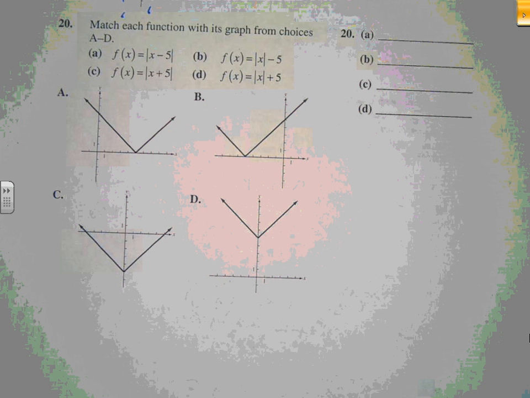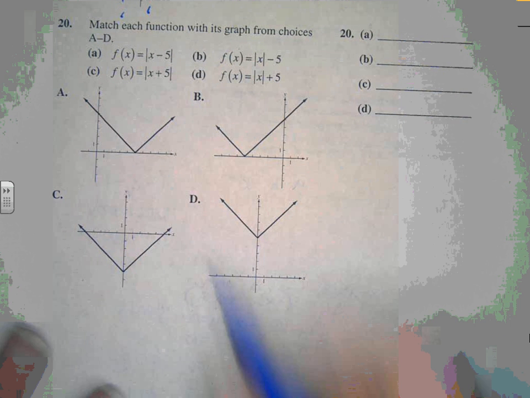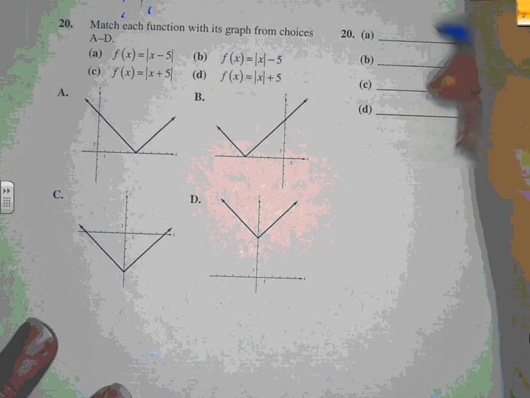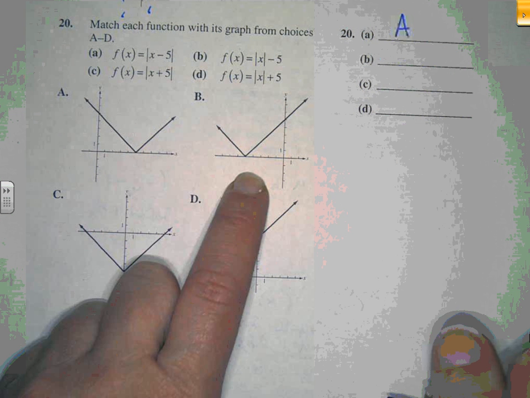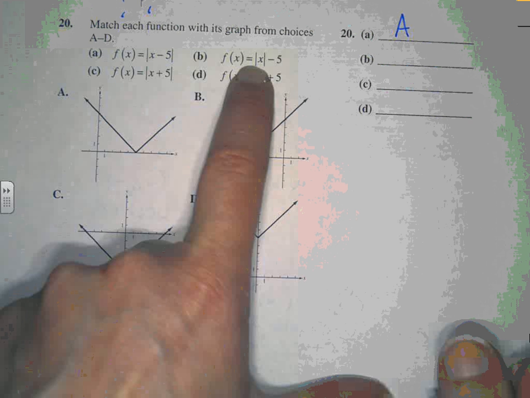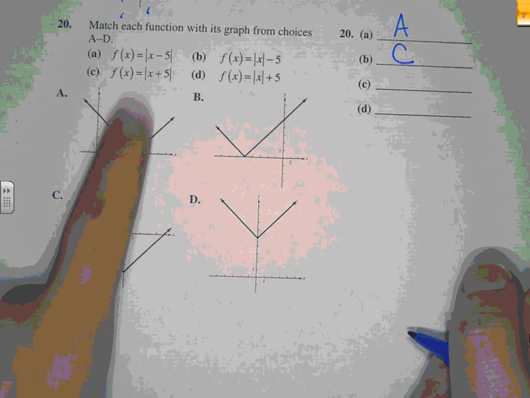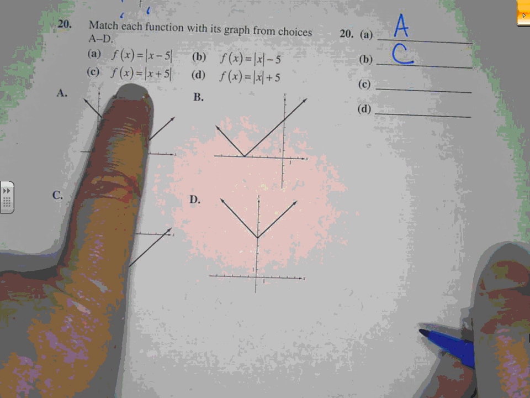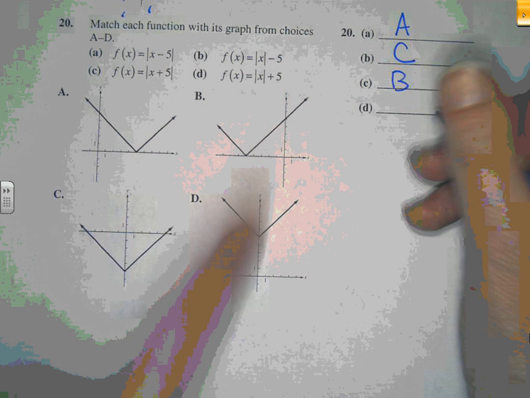Okay, 20, that's what we just went over today. You can use your calculator, it's matching. I'll just give you the answers. You can probably tell by looking. Maybe some of you can. A is A. Graph B is letter C. C is B, and D is D. But just use your calculator.